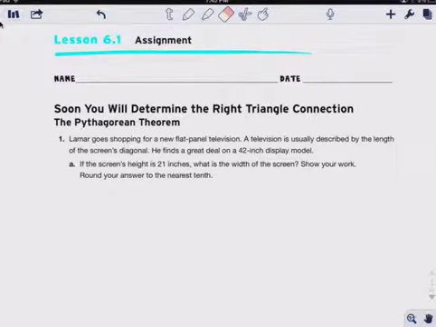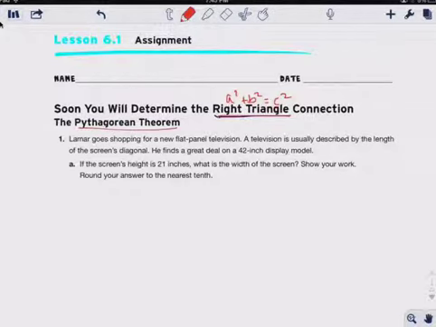Soon you will determine the right triangle connection. Okay, so remember any right triangle, when you see right triangle, you're thinking a squared plus b squared equals c squared. It's connected to the Pythagorean theorem.